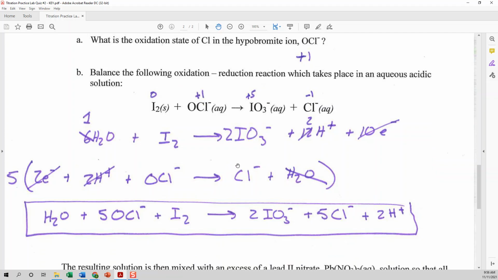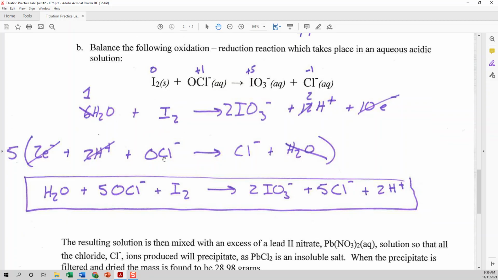If you need more review with that, there's a couple videos already posted. You can go check those, but you need to know how to do that. The key to this question, which we'll find out later, is that we need to know this ratio: 1 to 5 chloride ions. So 1 mole of iodine reacts for every 5 moles of chloride produced. Hopefully that's the one ratio we really need to answer the rest of the question.